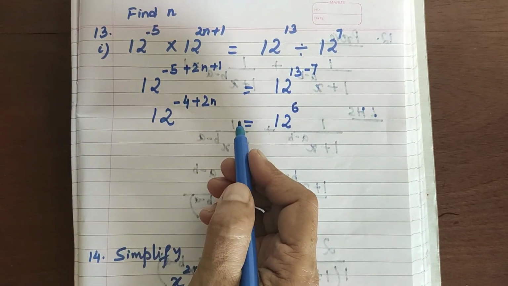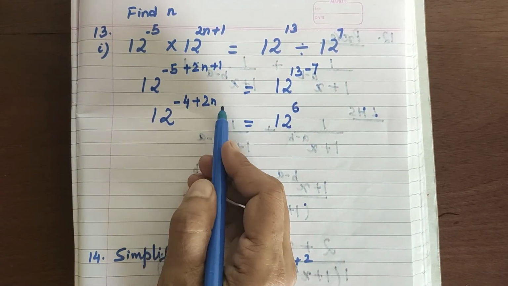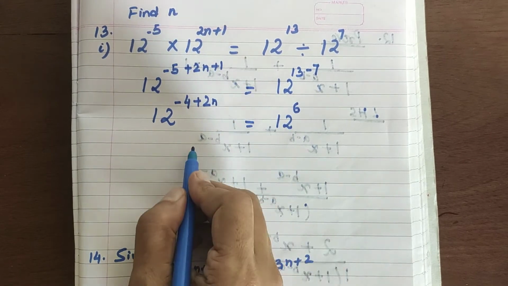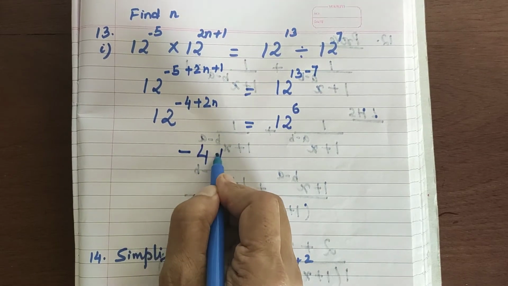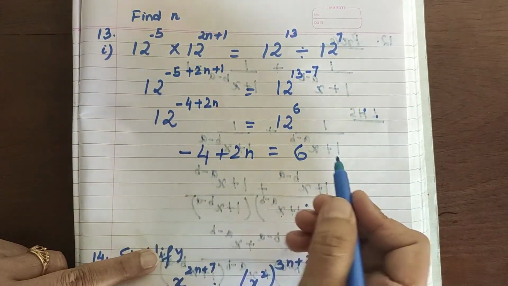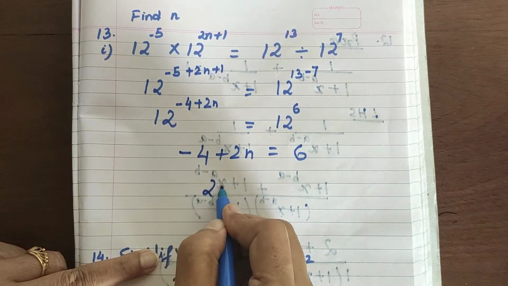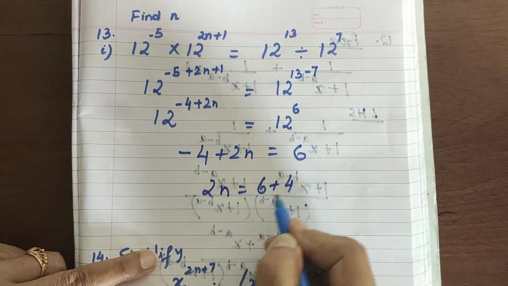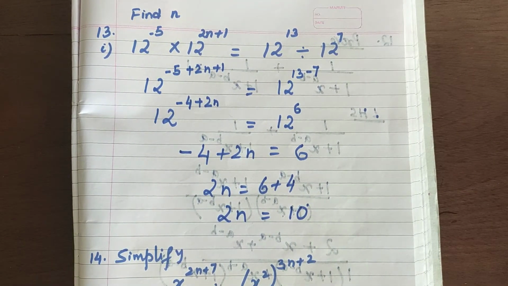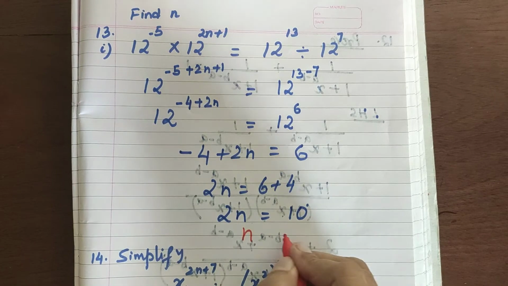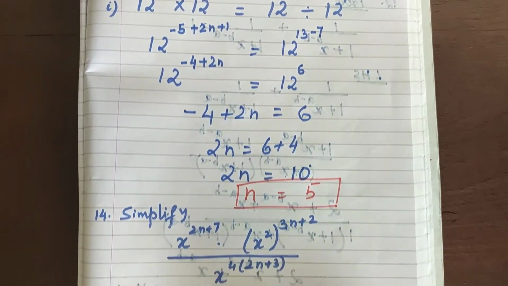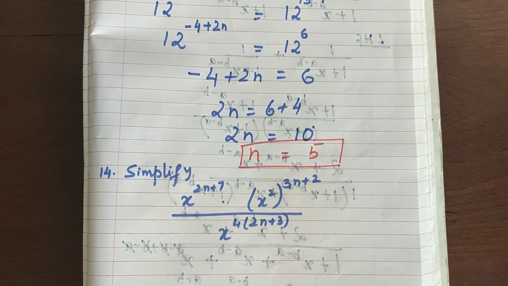Now when the base is same, we can write the exponents as equal. So it is minus 4 plus 2n is equal to 6. You take the minus sign 4 this side, so it becomes 2n is equal to 6 plus 4. So 2n is equal to 10. So n is equal to 10 divided by 2, which is 5. So n is equal to 5 is the value of n in question number 13.